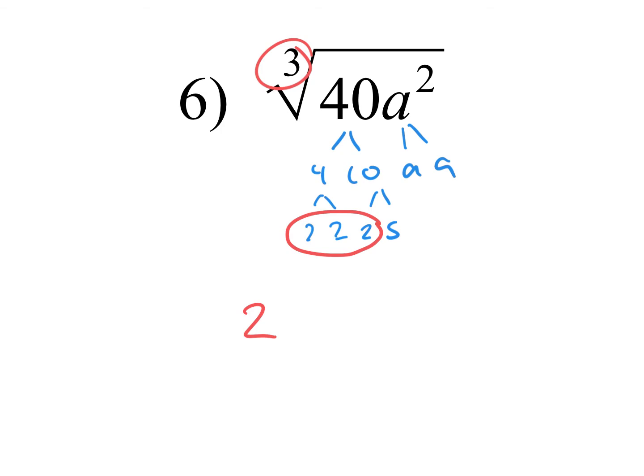What stays on the inside? 5a squared. Awesome. 5 and a squared. So we need that index still in our answer, so it'll be the cubed root of 5a squared.